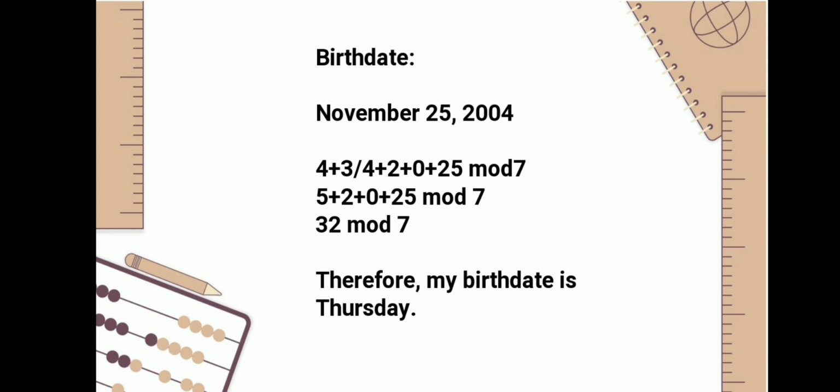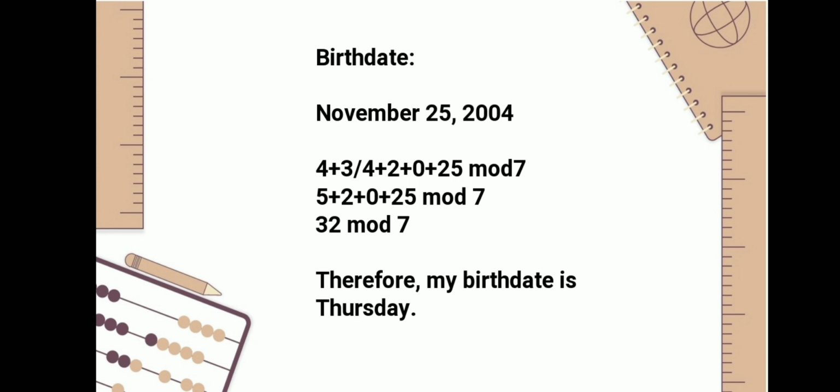And now, let's find what day is my birthday. My birthday is November 25, 2004, and for the year it will be 4 plus 3 over 4, which is approximately 5, plus 2 for the month, plus 0 as the century code, plus 25 since it is my birthday, modulo 7.